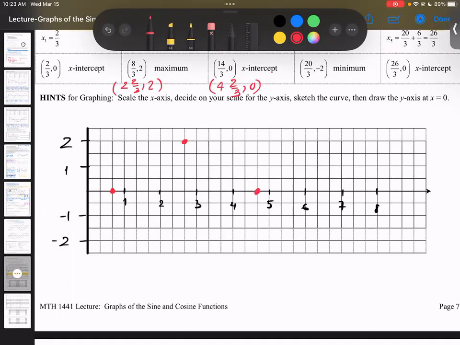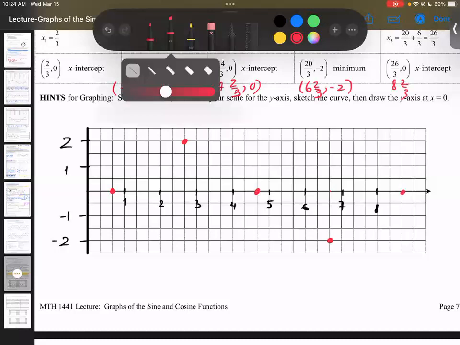Can you guess what is the next point? It goes from 0 up, and then down to 0, and down to the minimum, right? So it's going to be 20/3, which is the same thing as 6 2/3, comma -2. 6 2/3 is here, -2 down there. And then 26 divided by 3, which is the same thing as 8 2/3. That's my one period.